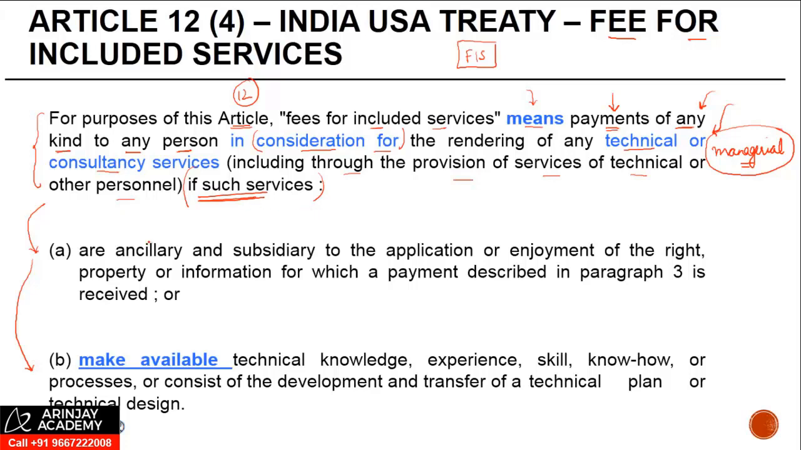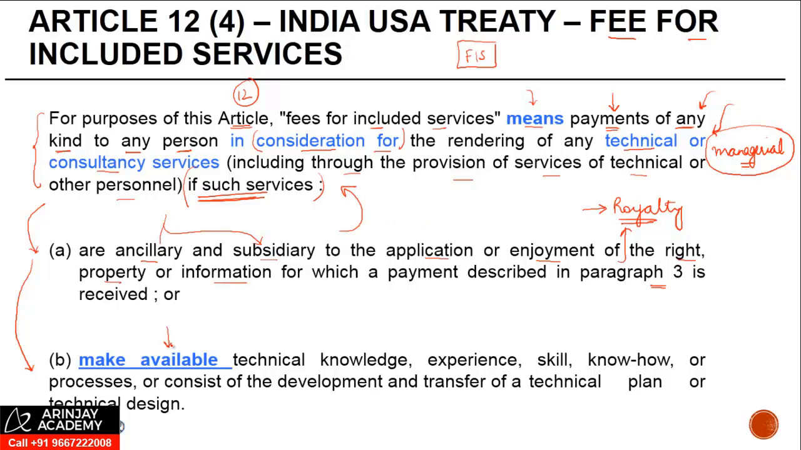So, A: if such services are ancillary and subsidiary to the application or enjoyment of the right, property or information for which a payment described in paragraph 3 is received, right? What was paragraph 3? Paragraph 3 was basically royalty. So if you allow someone the use of an equipment which amounts to royalty, and alongside you also provide certain services which are ancillary and subsidiary to the application or enjoyment of that equipment, the right to use that equipment, then that will be covered as FIS.